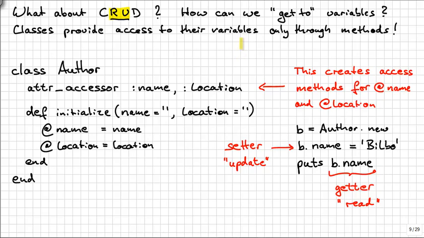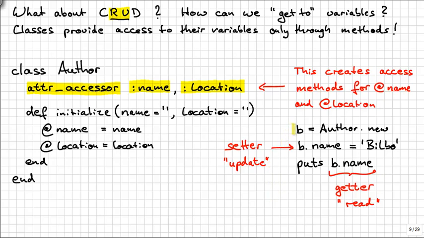But Ruby makes it a little easier for us by giving us a special method we can call named attr_accessor, which defines behind the scenes setter and getter methods for the instance variables we list here as symbols. So if we use the attr_accessor method in our class definition, then we can access instance variables much like we're used to from Java.